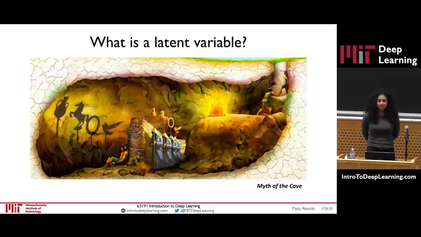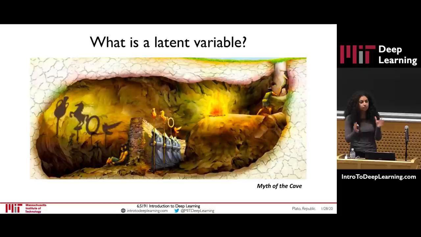In this myth, a group of prisoners are constrained to face a wall as punishment. The only things that they can see and observe are the shadows of objects that pass in front of a fire that's actually behind them. So they're just observing the shadows in front of their faces. From the prisoner's perspective, these shadows are the observed variables. They can measure them, they can give them names, because to them, that's their reality.